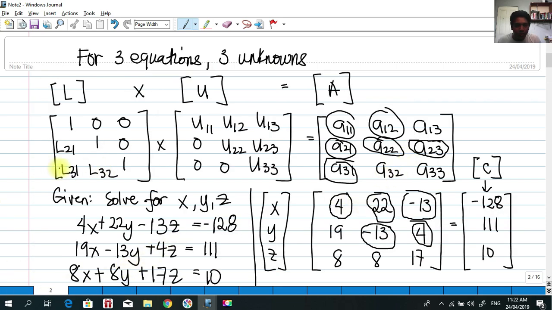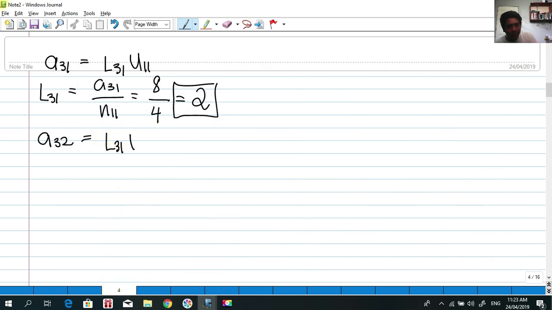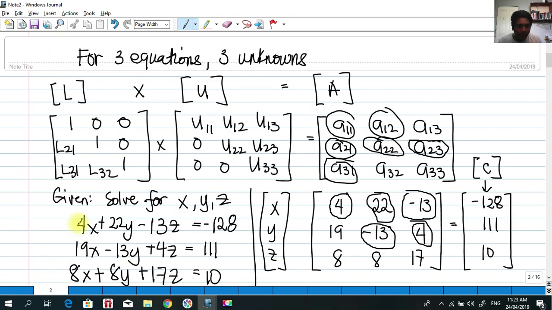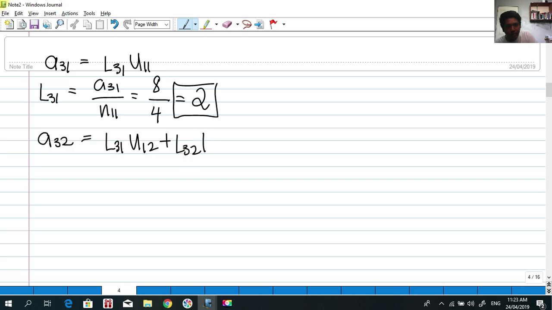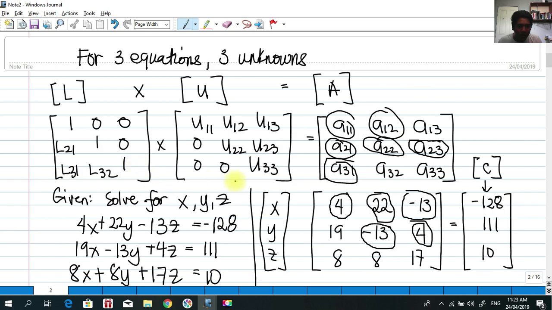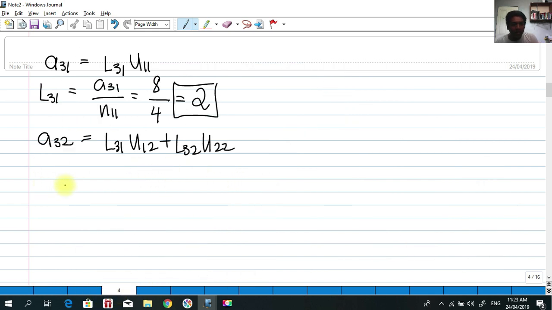So we have A32, row 3 of L times column 2. So we have L31 times U12 plus L32 times U22, and again, 1 times 0 is 0. What is our unknown here? Our unknown is L32. So L32 is simply A32 minus L31 times U12, divided by U22.